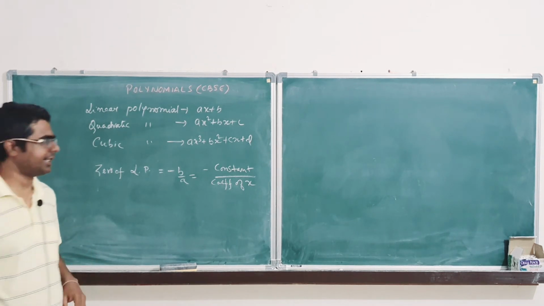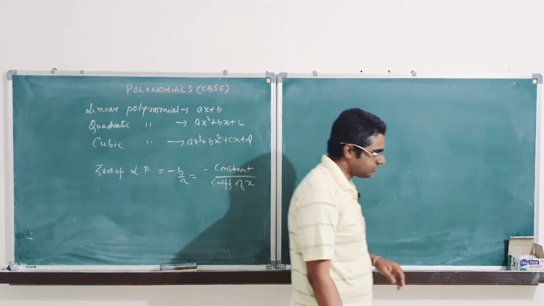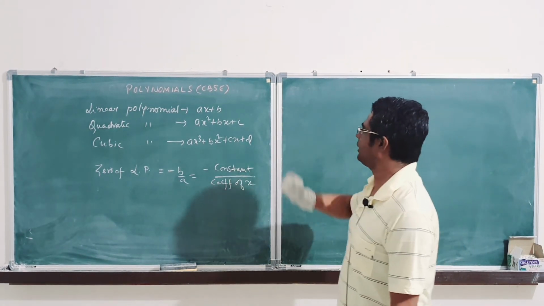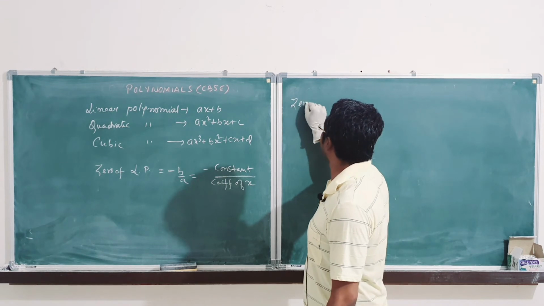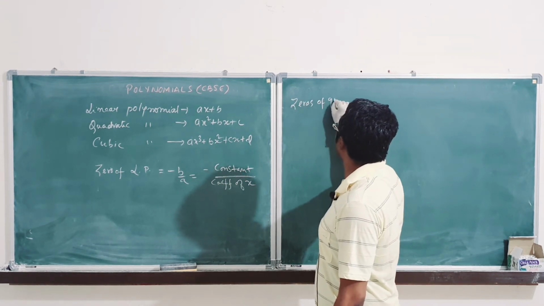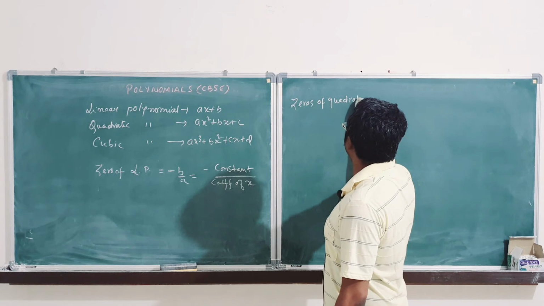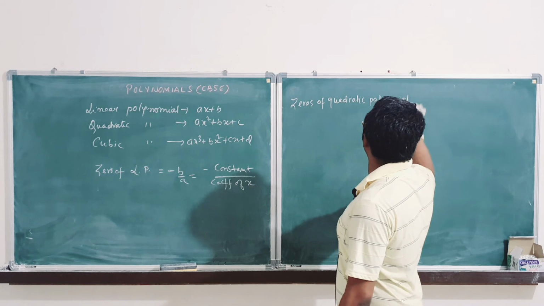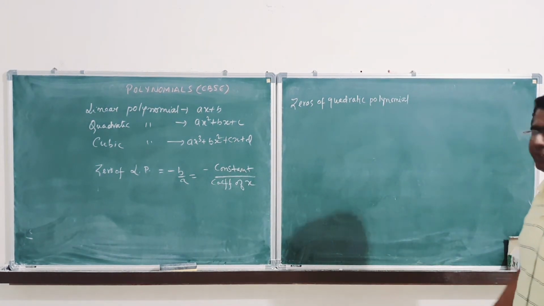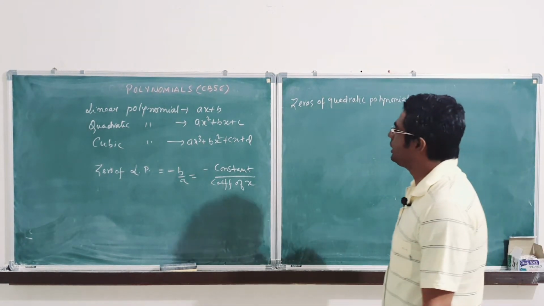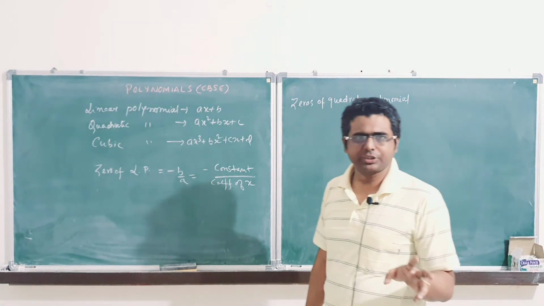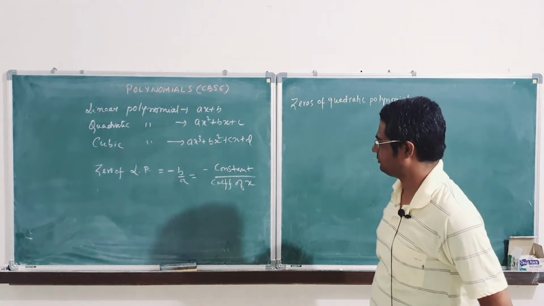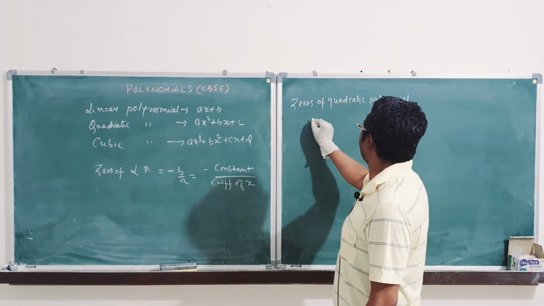For quadratic, we will first write down the formula. So, zeros of a quadratic polynomial. First of all, there is not one zero, there are two zeros. So definitely you cannot say that this zero will be this and that zero will be that. So in case of a quadratic polynomial, there are two things.